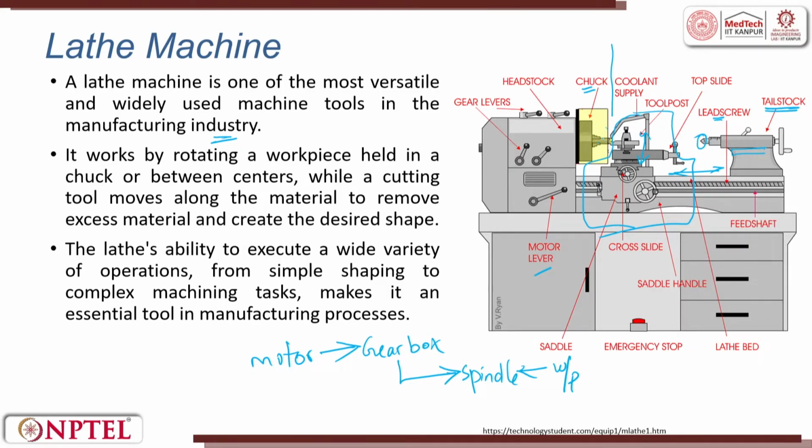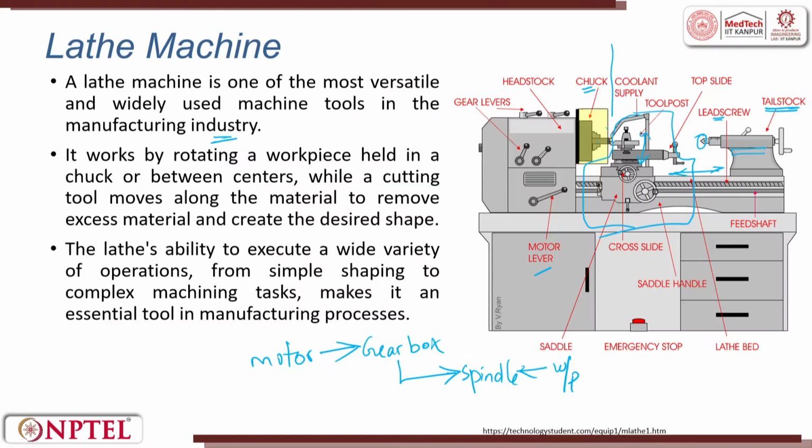The chuck holds the workpiece. Now between the tool and the workpiece, there is going to be metal contact or metal polymer contact or metal ceramic contact. There is going to be friction, there is going to be a rise in temperature. So in order to avoid that rise in temperature, we use a coolant at the machining zone. So there is a coolant supply pump.